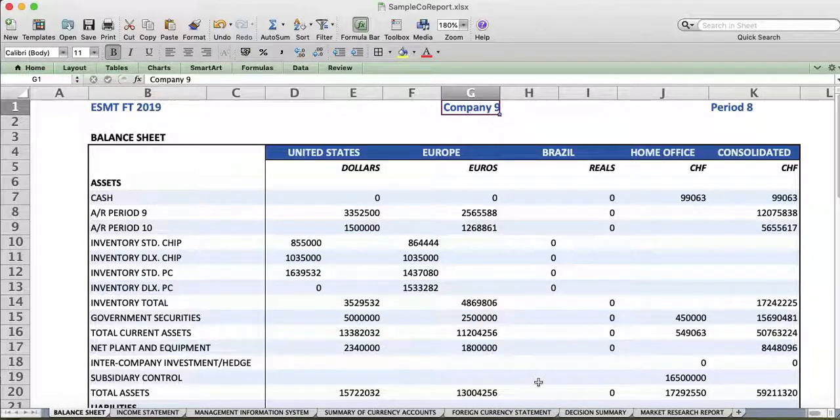Welcome to Startup Sim. In this tutorial, we will present the assets section of the balance sheet in an area. So the first document that you can read in the company report is the balance sheet. The balance sheet is made up of two sections, the assets on the one end and the liabilities and equity on the other hand. Assets are made up of the following elements.